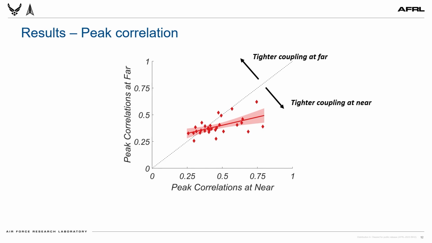Not much error range in that least squares line, but the real take-home is most of the individuals fall below the unity line. And the unity line would be when their coupling was equal at both near and far. But you can see most of the individual subjects, not everybody, but most of them fall below that unity line, indicating a tighter coupling at near.